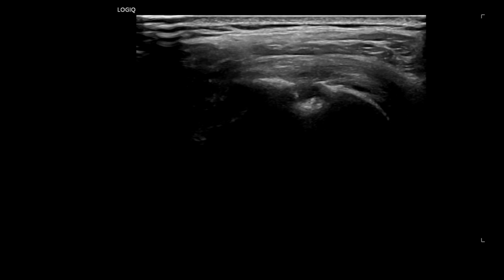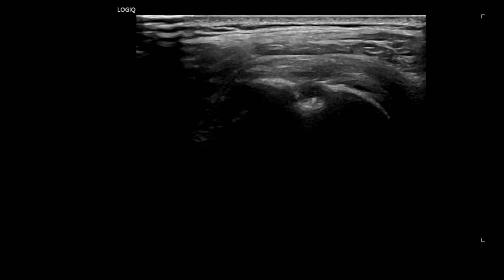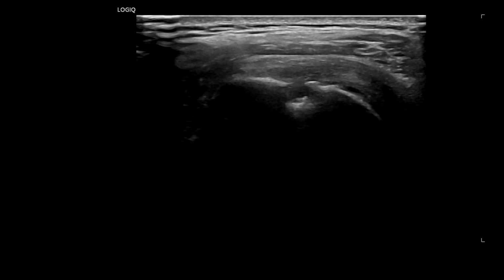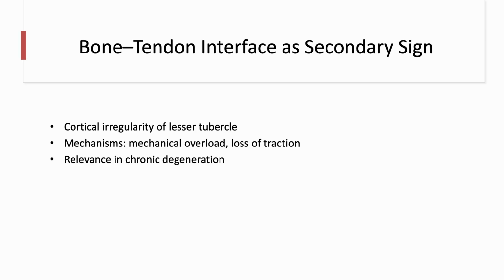Although these cortical changes rarely correlate directly with pain, they are highly informative ultrasound markers, helping you distinguish between acute injury and chronic tendon failure. Always correlate these signs with the patient's symptoms and age.